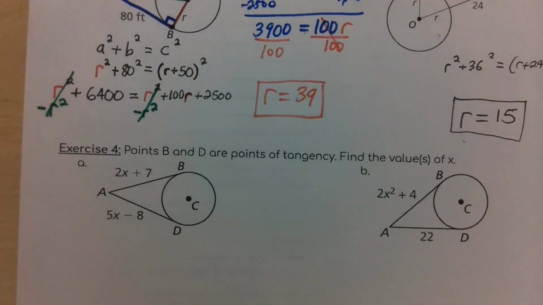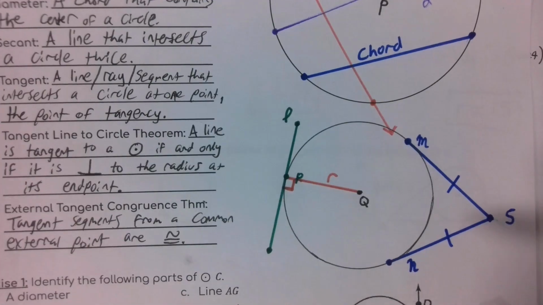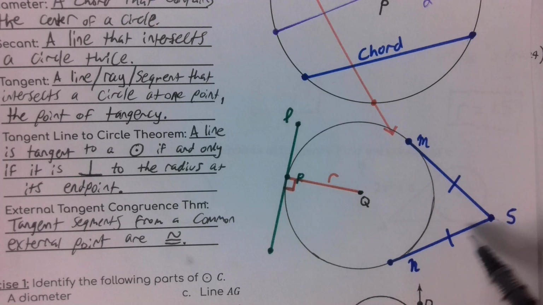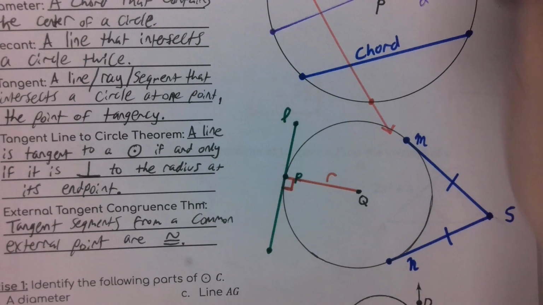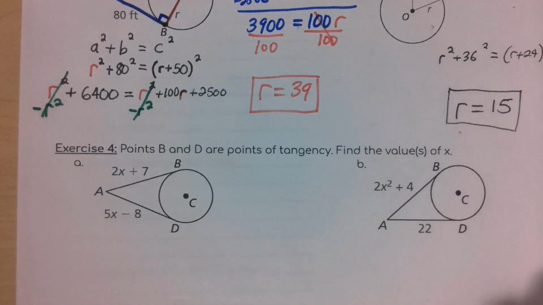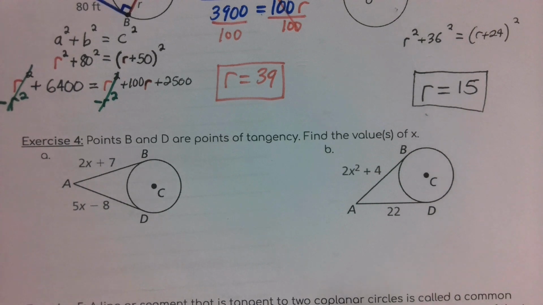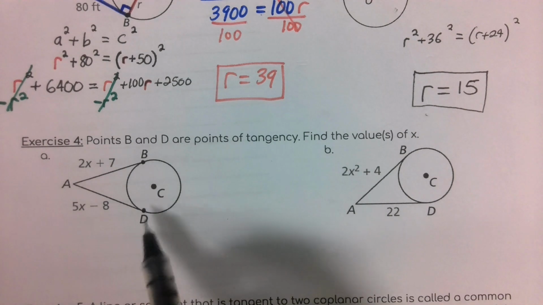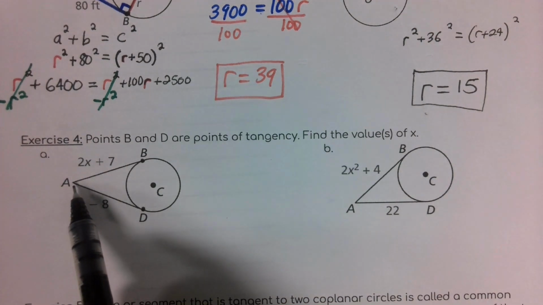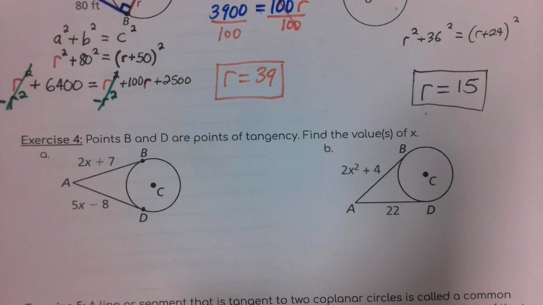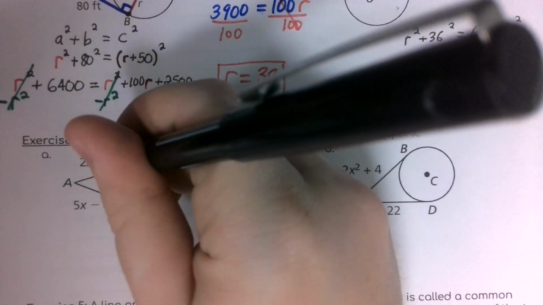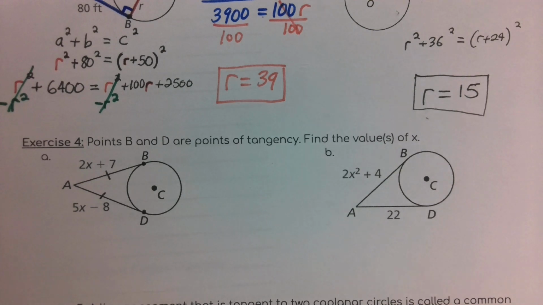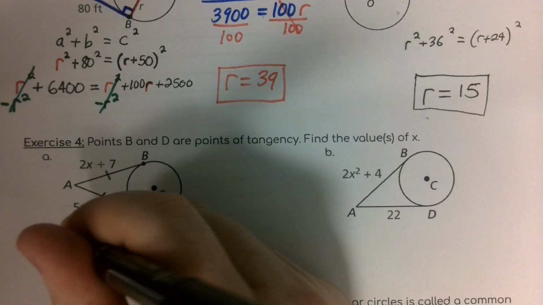Exercise 4 involves the other theorem we learned today, the external tangent congruence theorem. That's the one that says if you've got different tangents that all meet at a common external point, those tangents are congruent. So these problems are actually easier than they look. If we are told that points B and D are points of tangency, that means these are two tangents that both meet at point A. They have a common point. That means they are congruent.